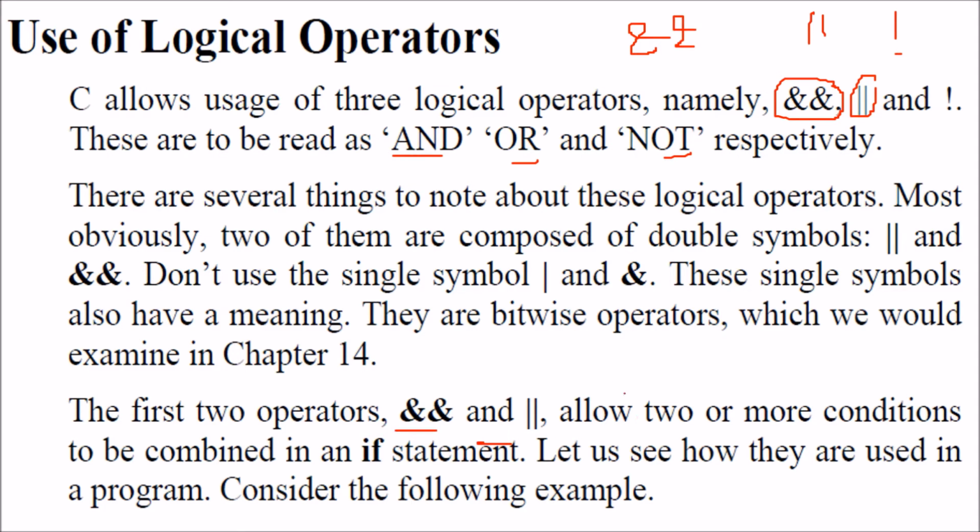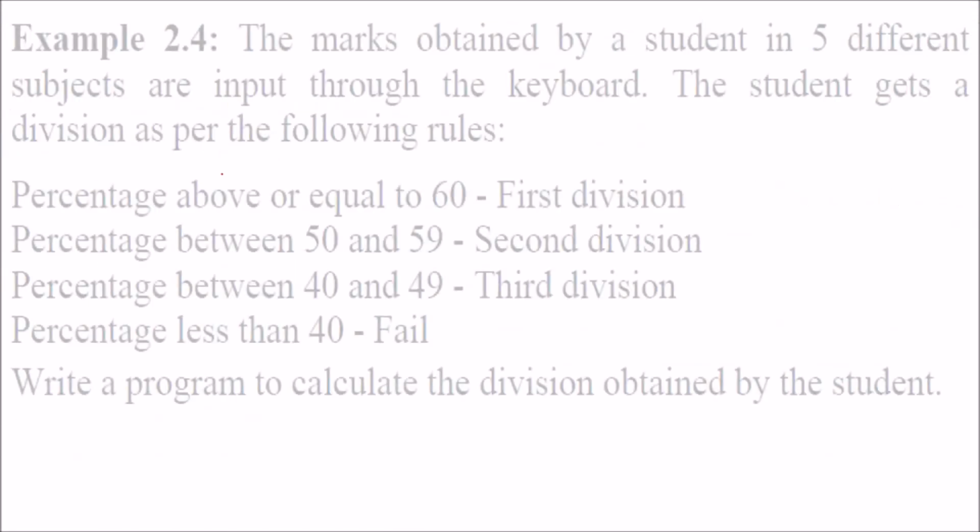These operators allow more than 2 conditions. This can be combined. If you use if, while, or for, in all of these we can have these AND and OR operators, so multiple conditions can combine into a single output that is true or false, right? We'll see it with an example.